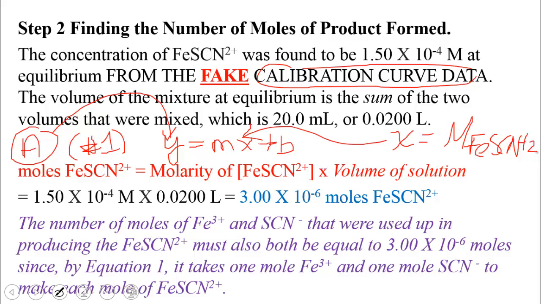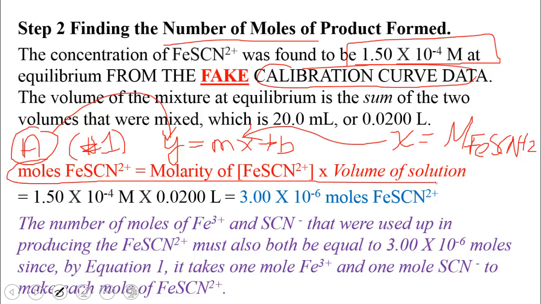So let's say in my fake data here, after measuring the absorbance of test tube number 1, I found from the calibration curve that the molarity of the complex was 1.5 times 10 to the minus 4 molarity. So what I would like to do is find out how many moles of product that is. So I'm going to define my equation first. So the moles of the complex will equal the molarity of the complex found from the calibration curve, and again, mine's fake, times the volume of the solution.